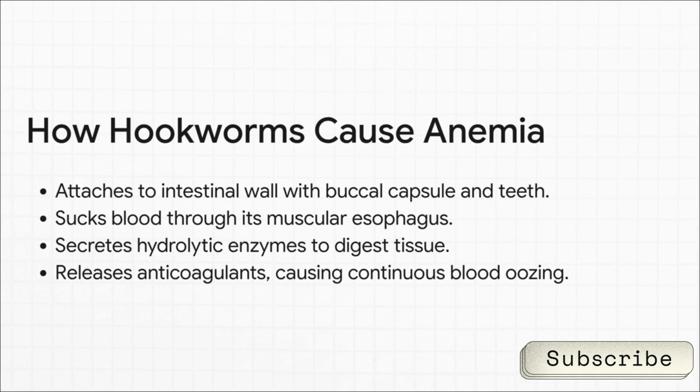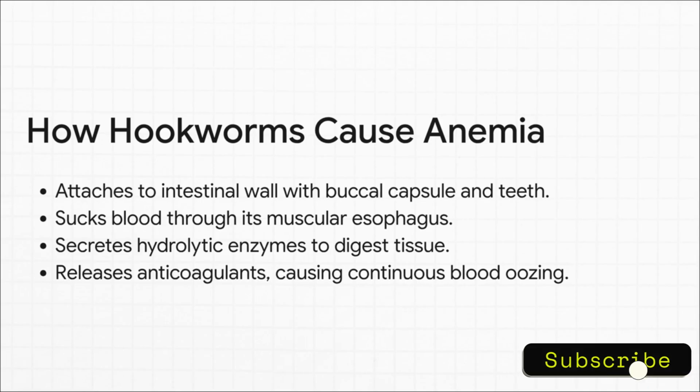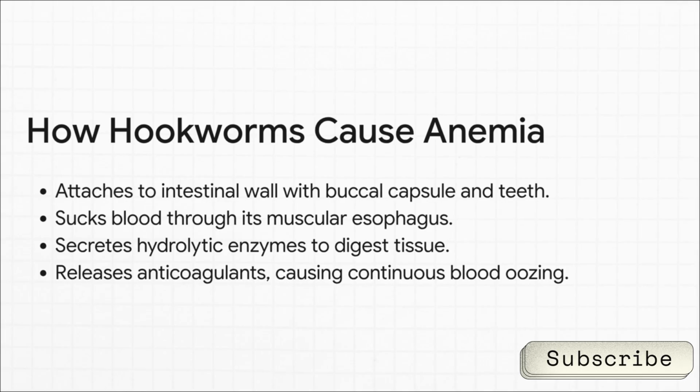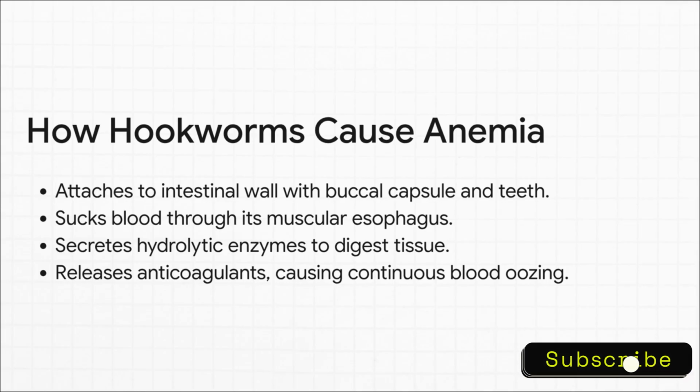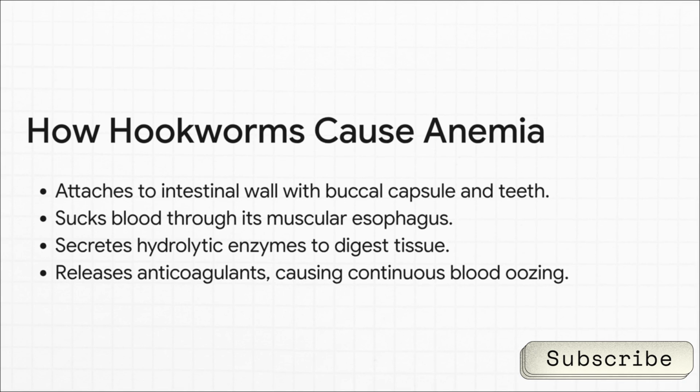Now, what's really fascinating is how the adult worm causes anemia. It's not just one thing. First, it latches onto the intestinal wall with its buccal capsule. You can think of it as having teeth or cutting plates. Then it actively sucks blood. But it doesn't stop there. It also secretes enzymes to digest the tissue and, get this, releases anticoagulants. This means the little wound it creates keeps oozing blood even after the worm moves on. It's an incredibly effective blood-draining machine.